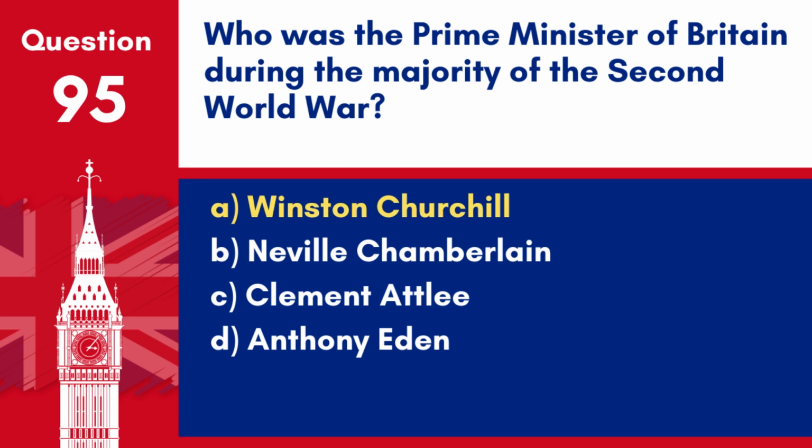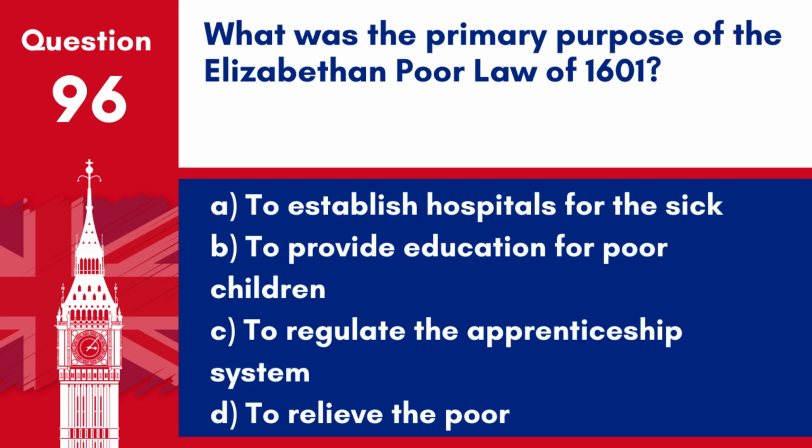Answer A. Winston Churchill. Winston Churchill was the Prime Minister of Britain during the majority of the Second World War. Question 96. What was the primary purpose of the Elizabethan Poor Law of 1601?